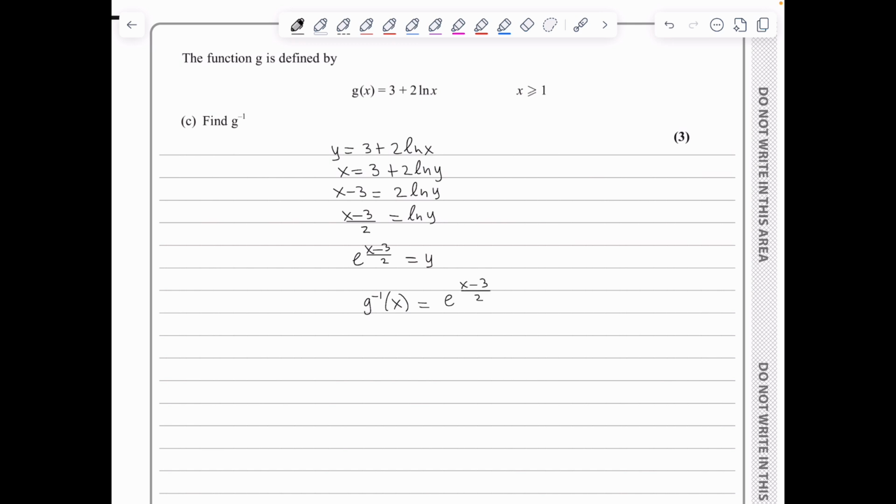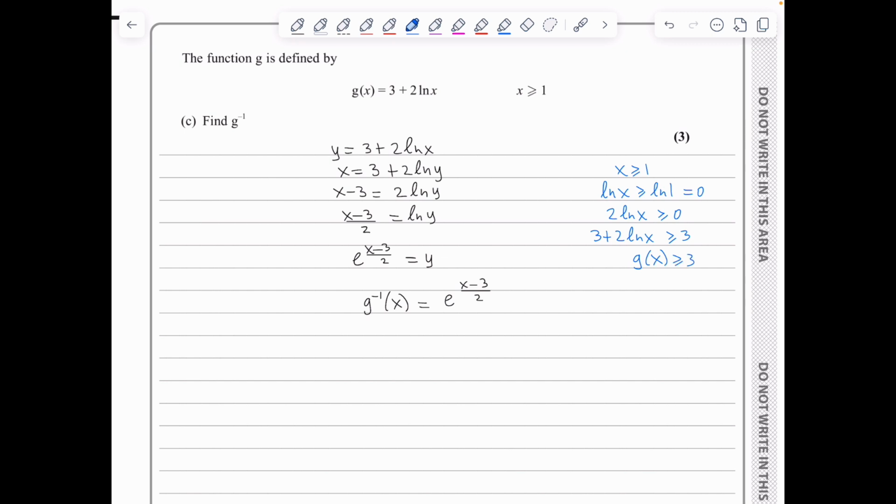I also need to provide the domain of this, and to do that I need to consider the range of g of x, because we know that the range of g is the domain of the inverse. So for g of x, we start from x is greater than or equal to 1, which means that ln x is greater than or equal to ln of 1, which is 0. So 2 ln x is greater than or equal to 0, and therefore 3 plus 2 ln x is greater than or equal to 3, which means that y or g of x is greater than or equal to 3.